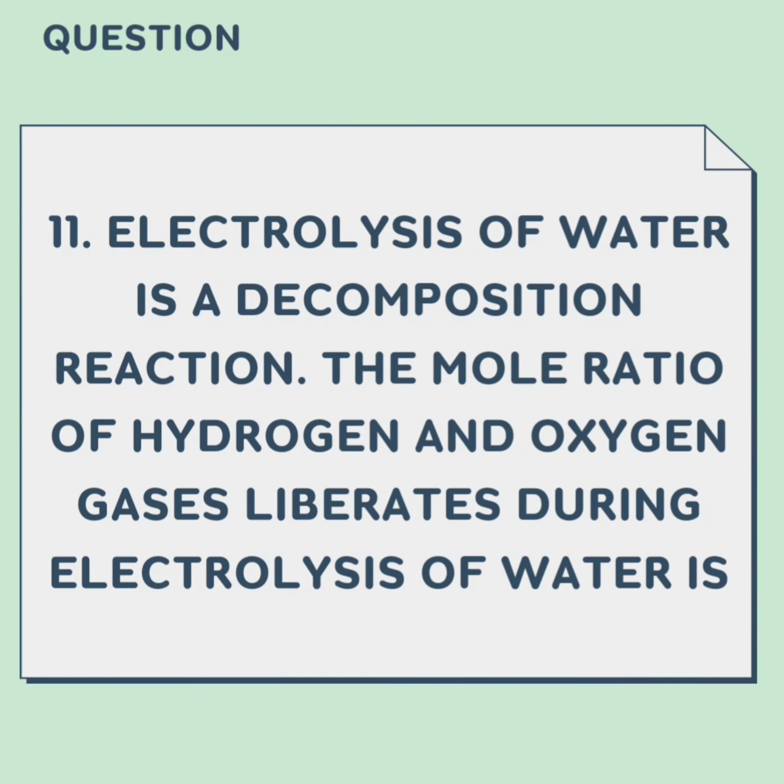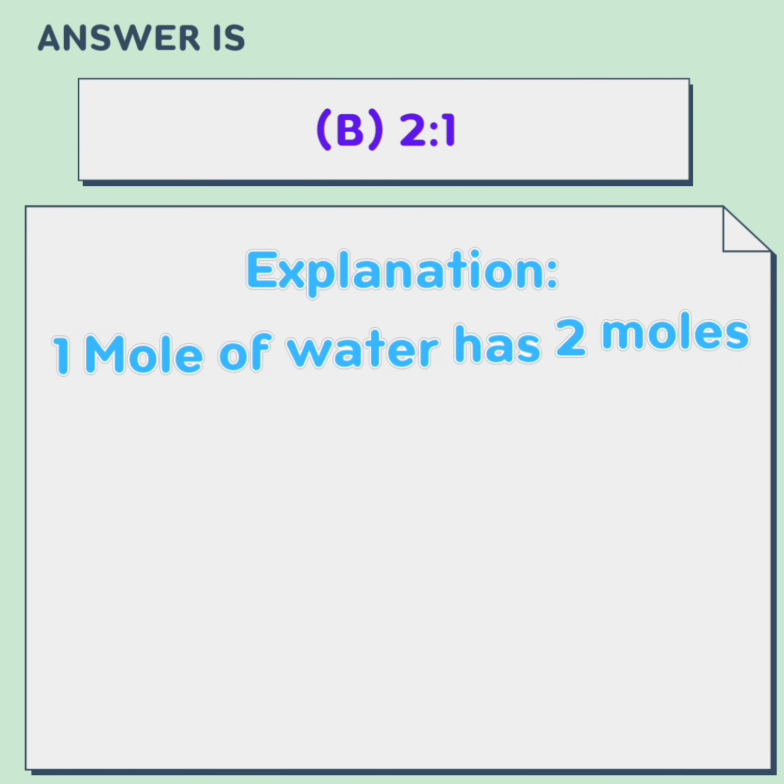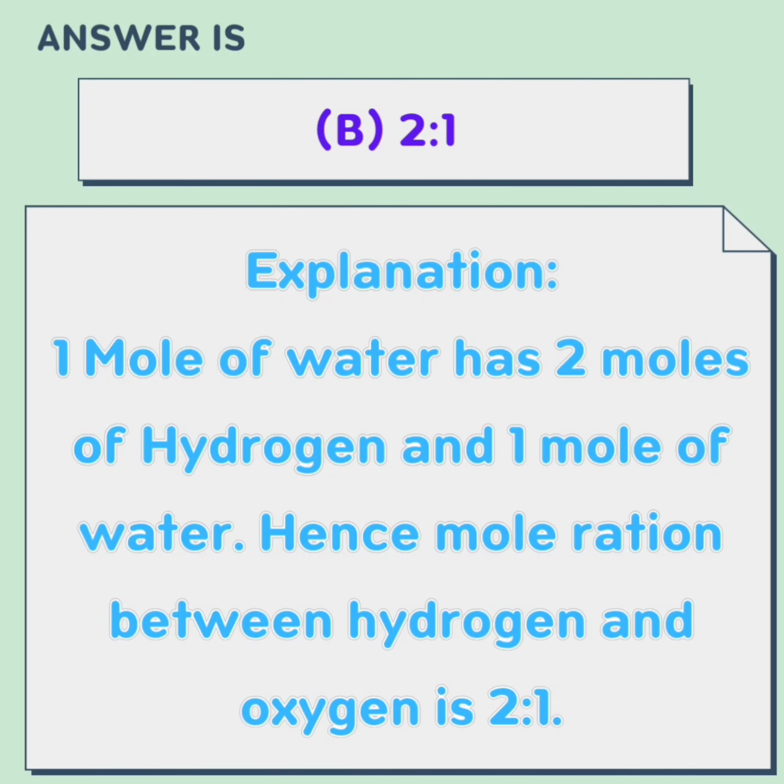11. Electrolysis of water is a decomposition reaction. The mole ratio of hydrogen and oxygen gases liberated during electrolysis of water is A. 1, 1. B. 2, 1. C. 4, 1. D. 1, 2. Answer is B. 2, 1. Explanation. 1 mole of water has 2 moles of hydrogen and 1 mole of oxygen, hence the mole ratio between hydrogen and oxygen is 2, 1.